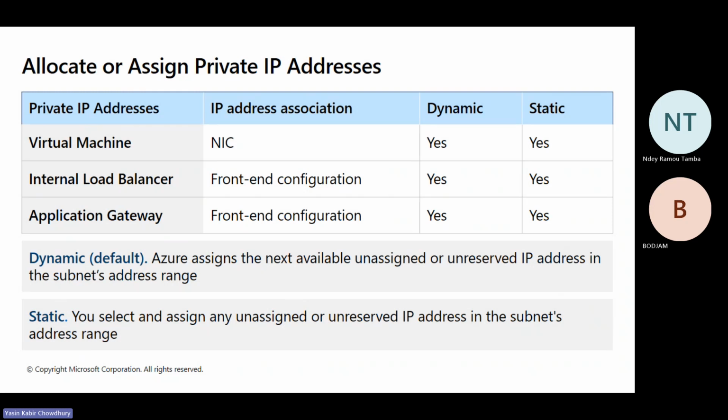In an internal load balancer we can put both a public and a private IP address, and in an application gateway we can also put a public IP address. Another thing is dynamic and static. A dynamic IP is one where the system assigns the IP address on your PC randomly. It will not be fixed. And a static IP address will be fixed.